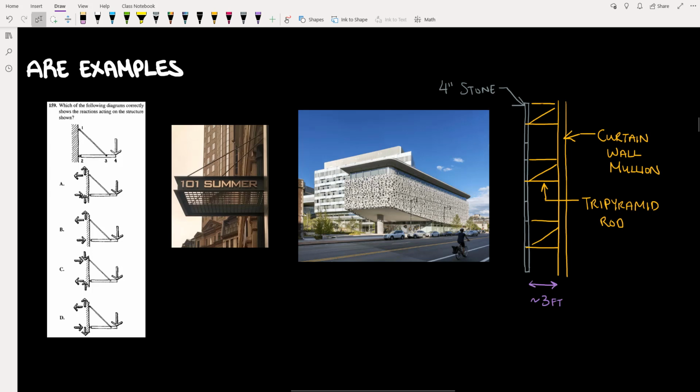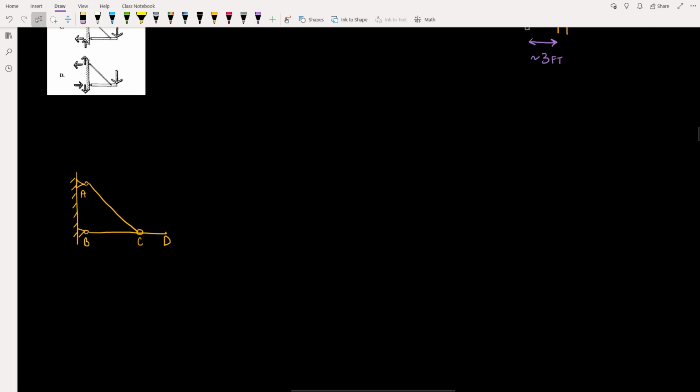Of course, in order to design this system, they had to know the forces in these rods as well as report to the curtain wall manufacturer what the reactions would be on the curtain wall mullions. So this example is going to go over just a high-level analysis showing the directions for those forces for the weight of this stone facade. This problem states, which of the following diagrams correctly shows the reactions acting on the structure shown below? In order to determine our answer here, we have to start, of course, with a free body diagram.